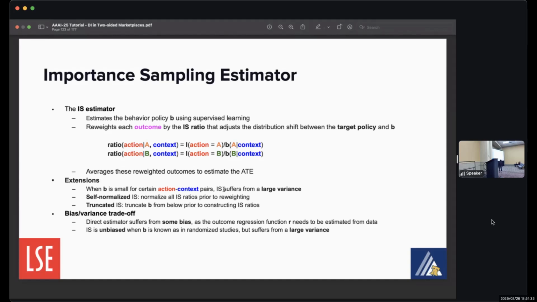So far, we have talked about two different types of estimators, the direct estimator and the importance sampling estimator. Generally speaking, there's a bias-variance trade-off between these two. The direct estimator suffers from some bias because the outcome regression function needs to be estimated from the data. The importance sampling estimator is unbiased if the behavior policy is known, but it might suffer from a large variance.